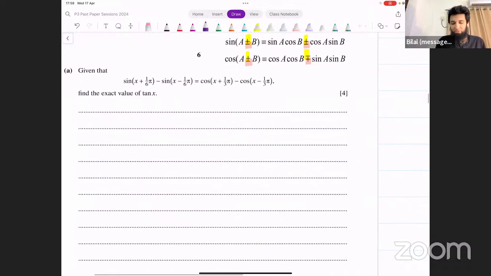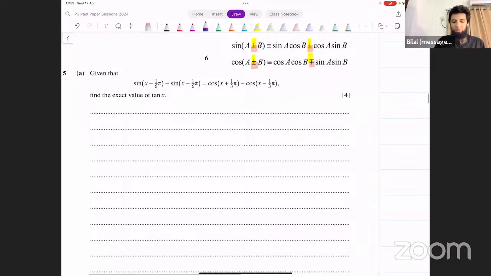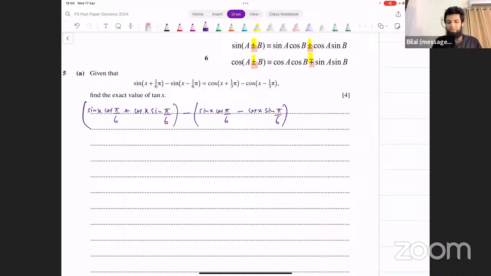Sine of x plus pi over 6, what does that become? That's sine of a plus b. That becomes sine a into cos b plus cos a into sine b. That's the expansion of this first one. Now we subtract from this sine of x minus pi over 6. What does that become? That becomes sine of x into cos of pi over 6 minus cos of x into sine of pi over 6. That's the expansion of the sine terms.